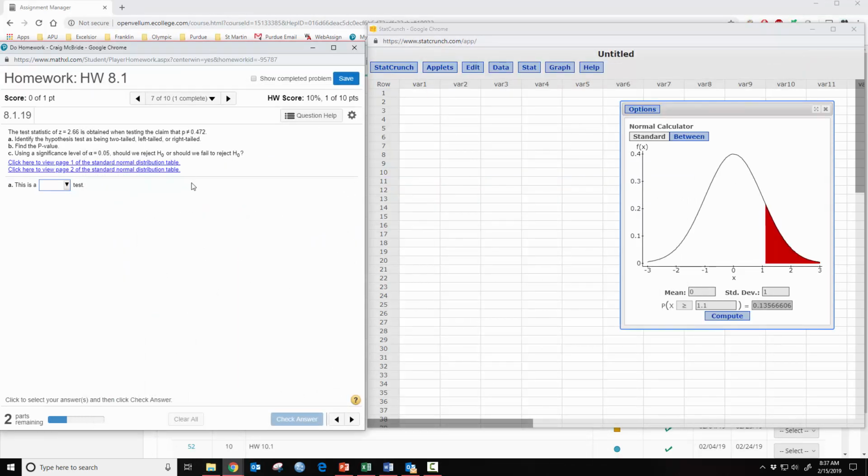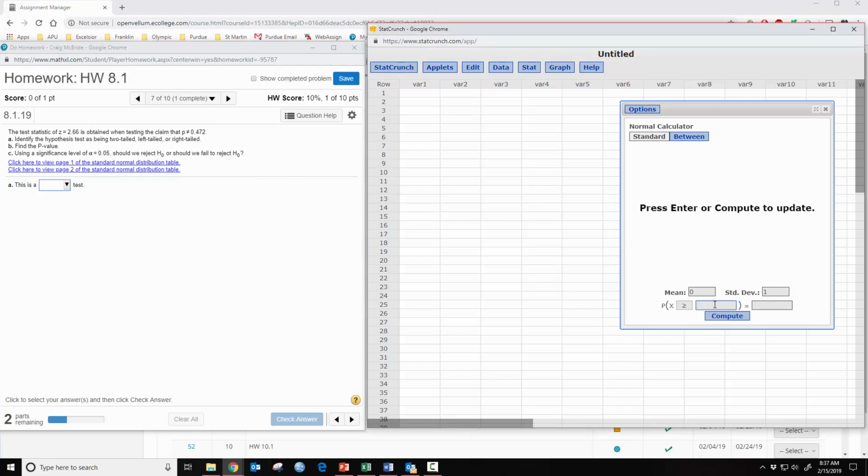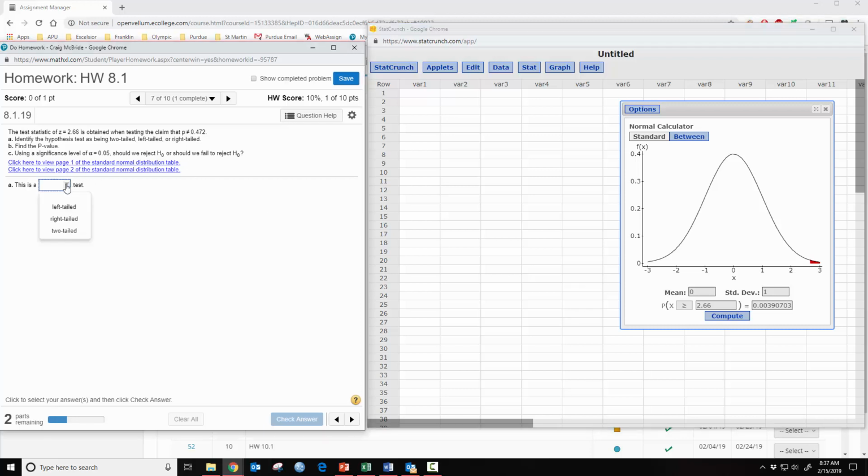Okay, all right, same exact question, only now we have 2.66. So we change this to 2.66, compute, right? And the only thing that changes now is this is a not equals. So because it's a not equals, it's a two-tailed test, right? Because we're looking for things that are on the high side or the low side.